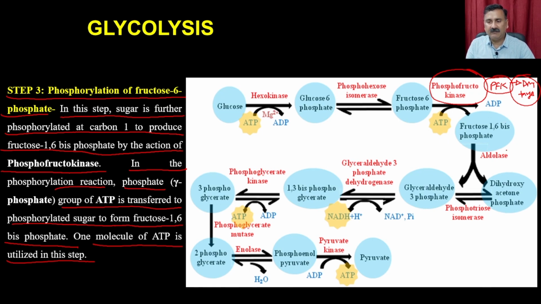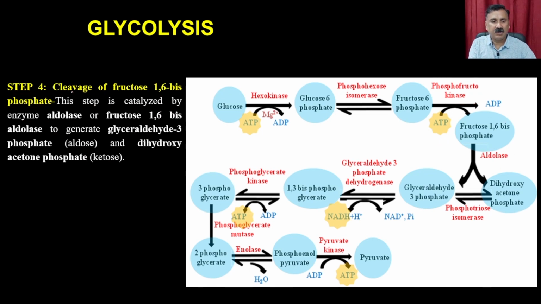And then the next step is the cleavage of the fructose 1,6-bisphosphate. This step is catalyzed by an enzyme called aldolase, or fructose 1,6-bisphosphate aldolase, to generate two molecules: glyceraldehyde 3-phosphate, which is an aldose, and dihydroxyacetone phosphate, which is a ketose.